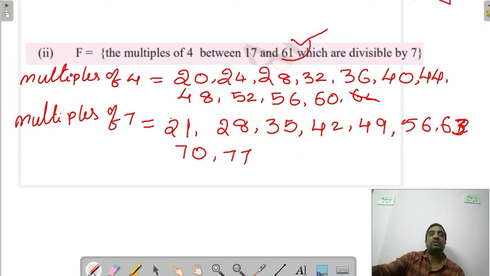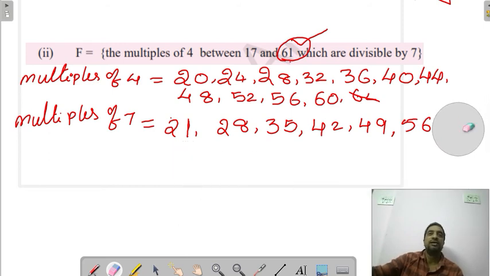So we should write only the multiples of 7 less than 61. Here we have already exceeded it. So 63, 70, 77 are not required. Understand? So we can remove these. Right? I am removing this. So then what to do now?